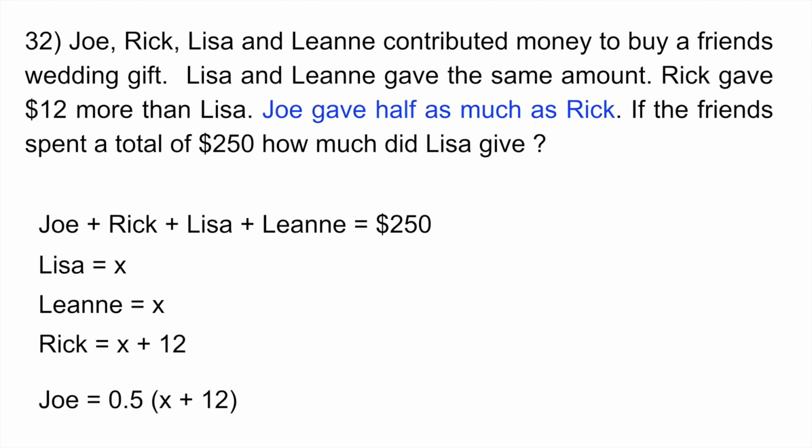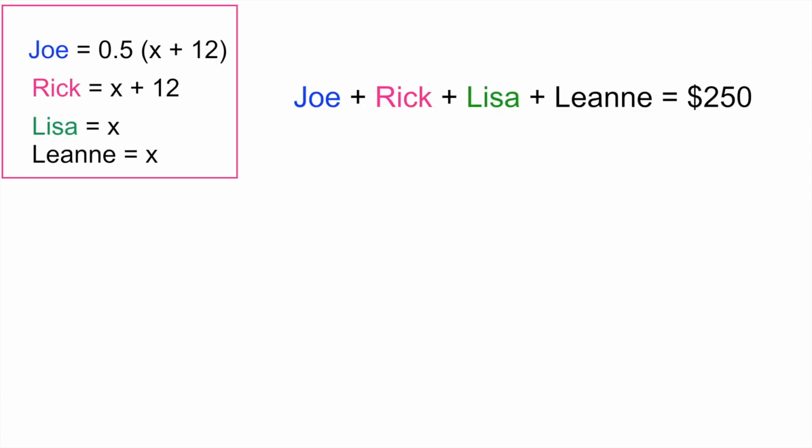And then Joe gave half as much as Rick. So what you're going to do is multiply 1/2 or 0.5 by the amount that Rick gave, which was X plus 12. I'll put that in a little cheat sheet there in the top left corner. So all you have to do now is plug in those numbers to your equation so that it looks like this.